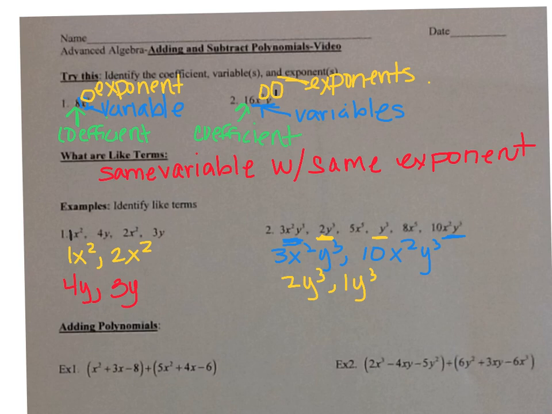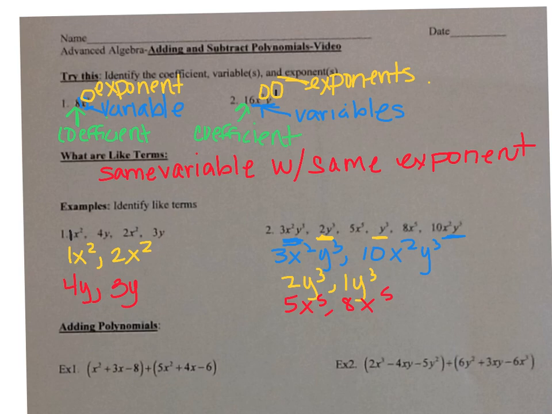All right, and what else do we have here? We have 5x to the fifth and 8x to the fifth. They both have an x to the fifth power. So those are like terms. So that would be 5x to the fifth and 8x to the fifth.